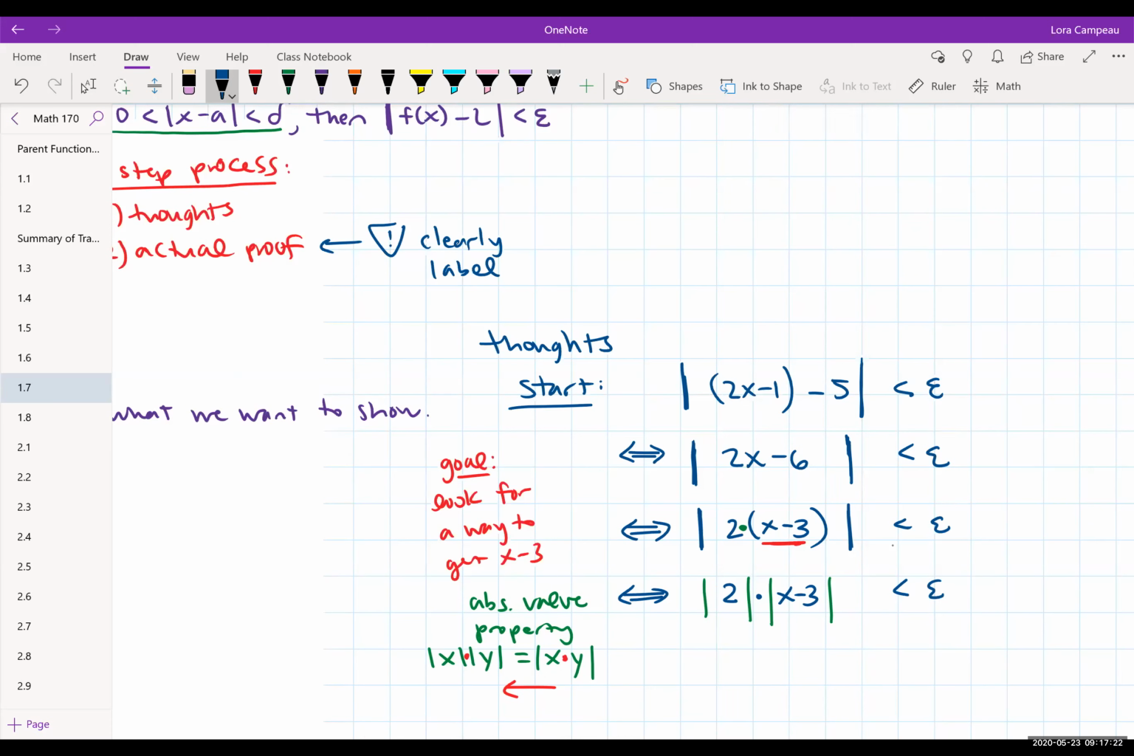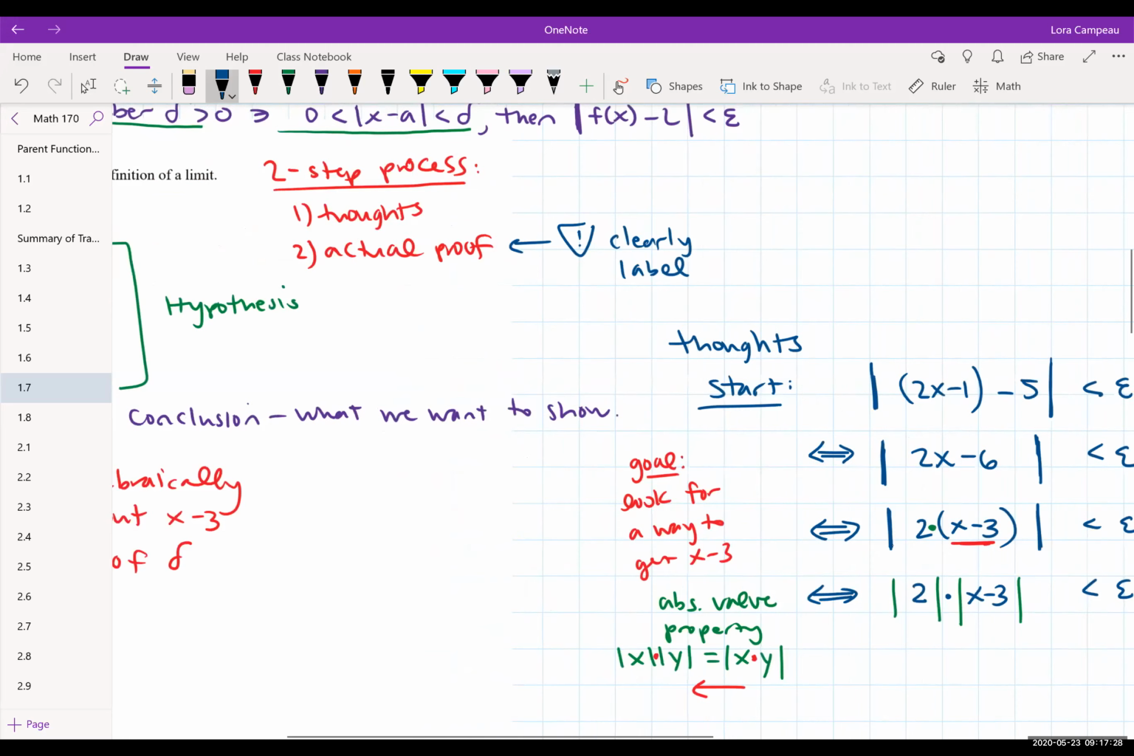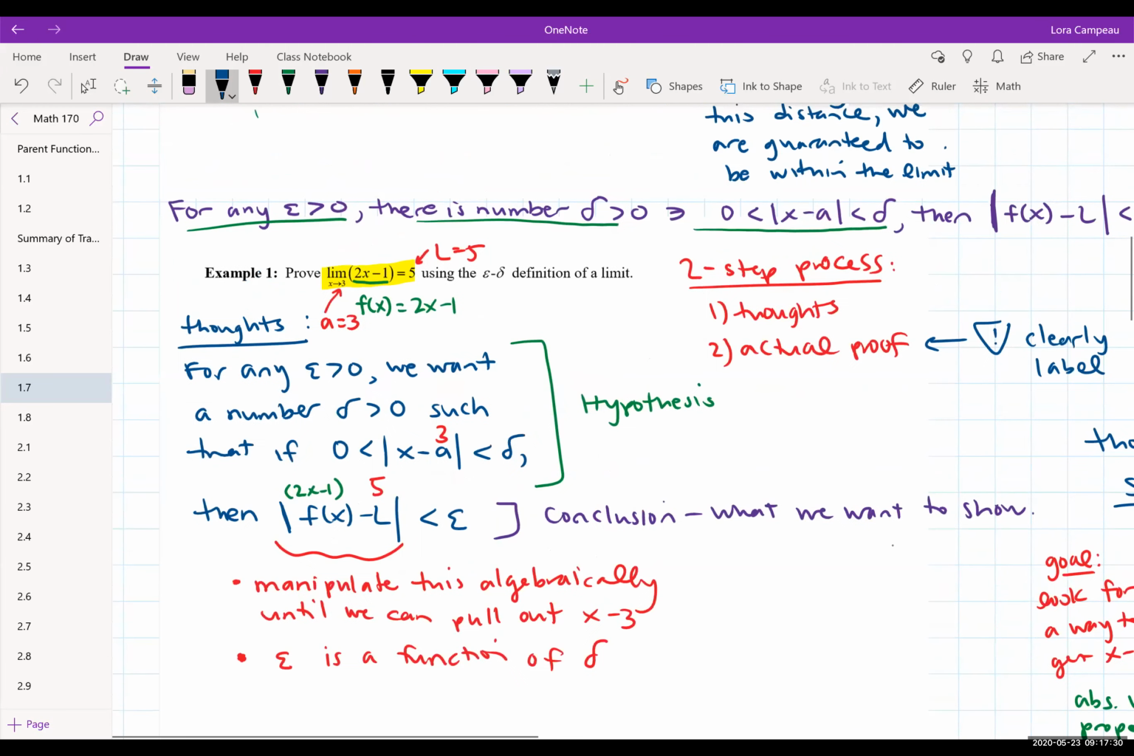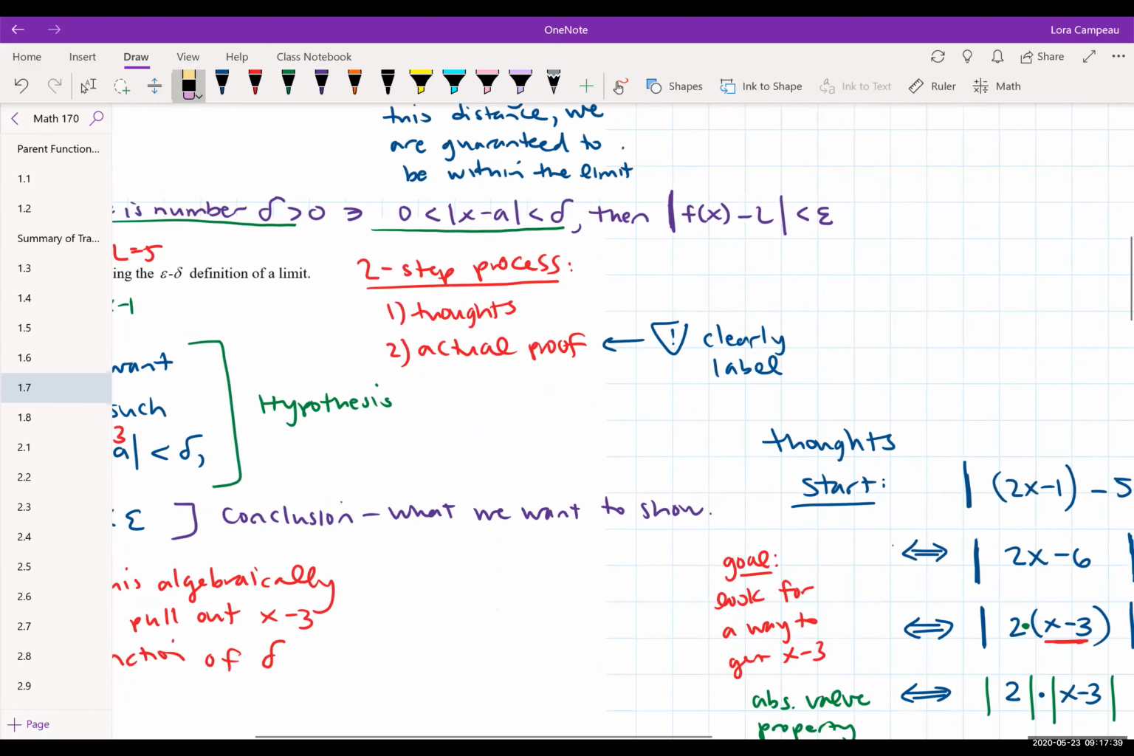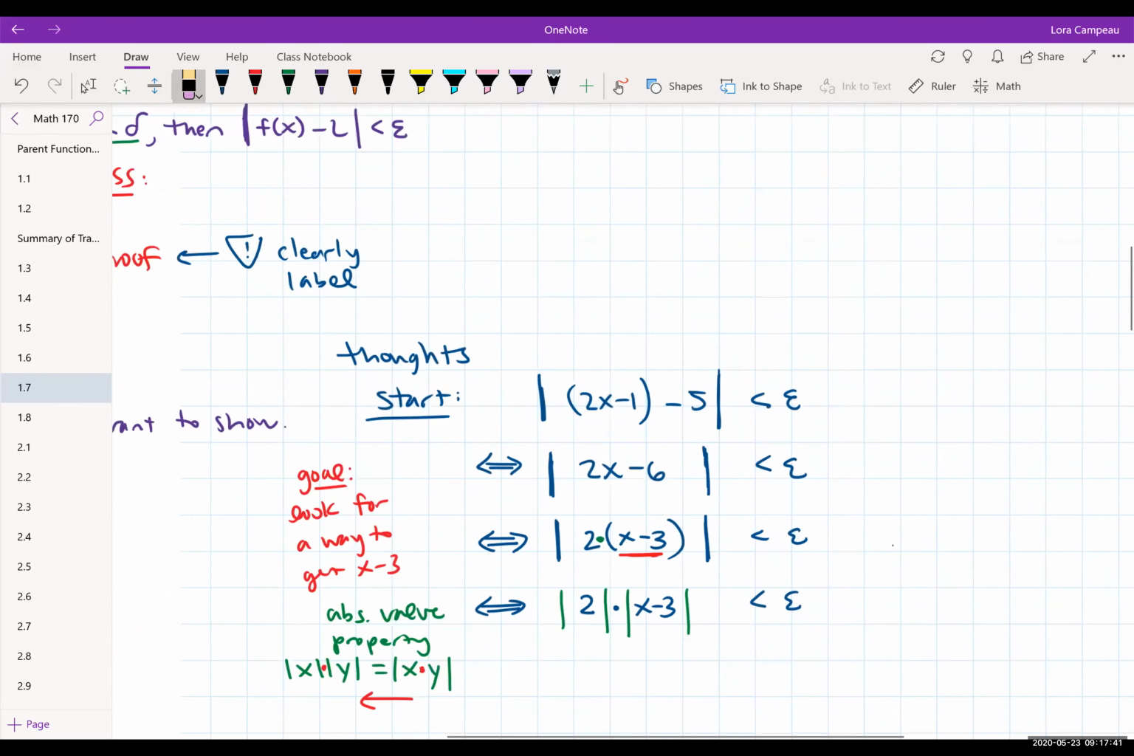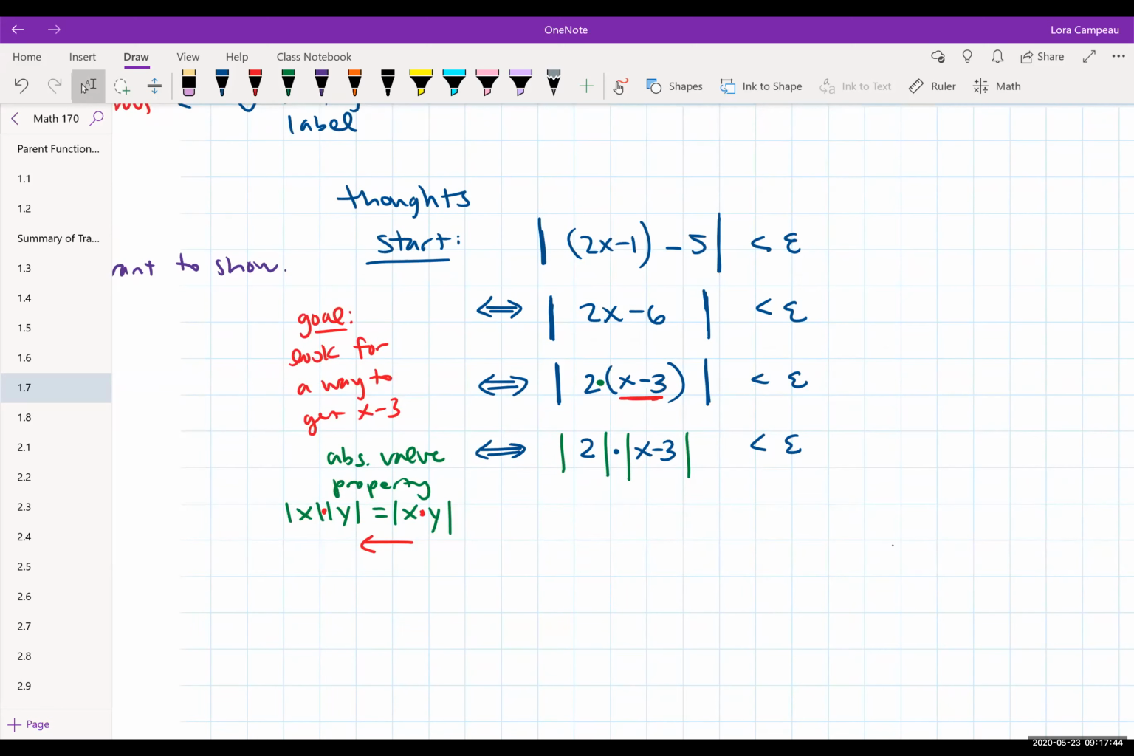And this is promising because when we actually have the absolute value of x minus 3, if I can pull back to what we were trying to show, that's about right here, this part. We are on our way to figuring out who delta will be. If we can get the x minus 3 part isolated, which by the way, the absolute value of 2 is just a 2. We don't have to worry about the bars anymore. We have 2 times the absolute value of x minus 3 is less than epsilon.